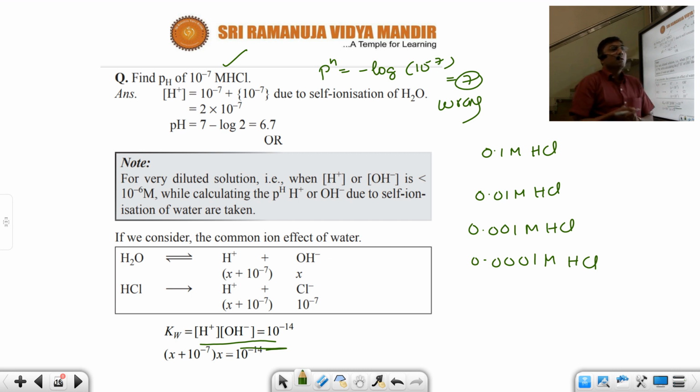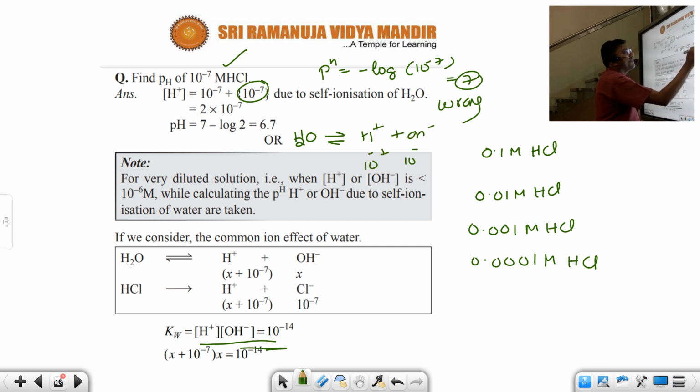You know students, ionic equilibria is for aqueous media. That means an acid or a base, you have to dissolve in the aqueous media, then only dissociation takes place, whether it is a complete dissociation for a strong acid or a weak dissociation or minimum dissociation for a weak acid. That is the reason why another 10 power minus 7 has to be taken, because water is also getting dissociated to H plus plus OH minus, that is 10 power minus 7, 10 power minus 7.